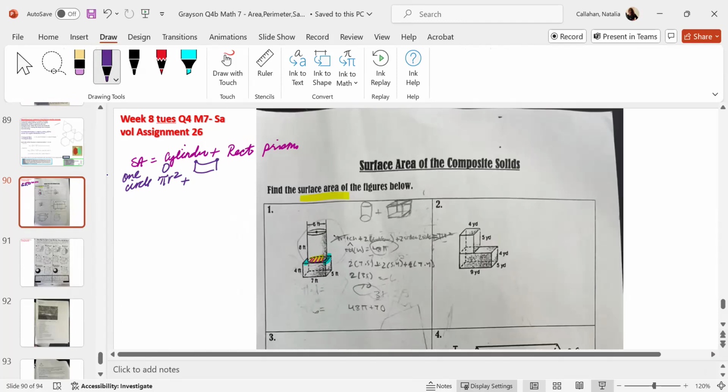Okay. And this one, how would you get that? It was the circumference times what? Circumference times diameter. No, not diameter, times this part right here. What is that? Height. Right? What's the diameter here?